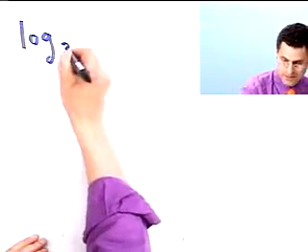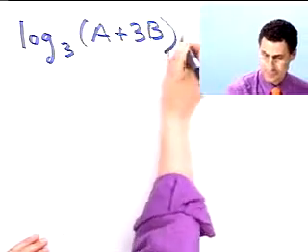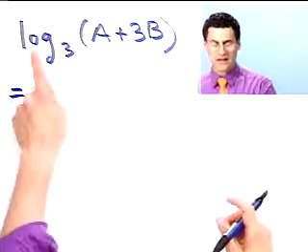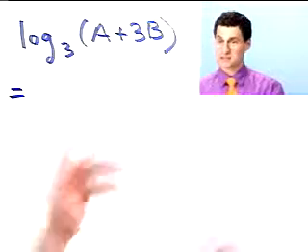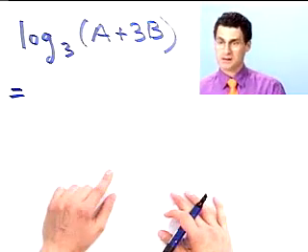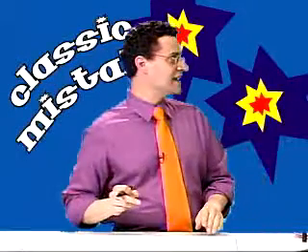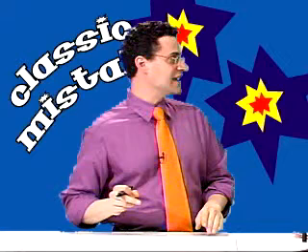Let's try another one. Log base 3 of a plus 3b. Well, some may say, okay, the log of a sum is the sum of the logs. So this is log base 3 of a plus log base 3 of 3b. But they would be wrong. This is classic mistake number 9. The log of the sum ain't the sum of the log.